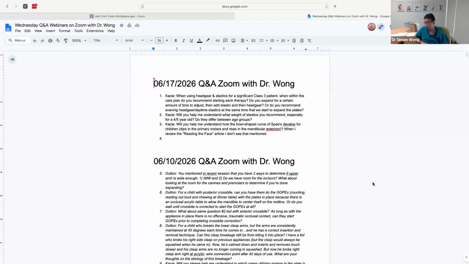Why would you choose interarch elastics versus extraoral traction? If your imbalance is dental, then interarch elastics is the choice. If your AP discrepancy is skeletal, then extraoral traction. If it's both, then you use both.